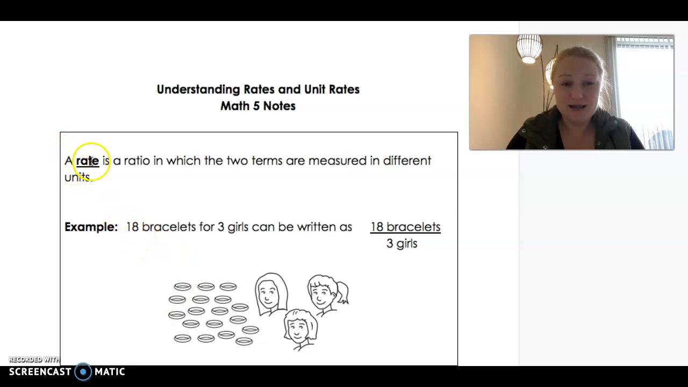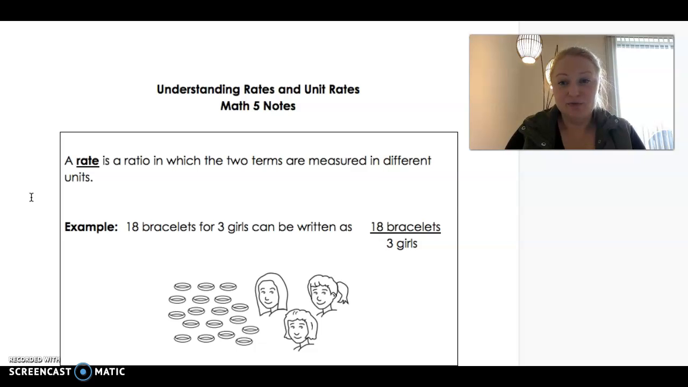So a rate is a ratio in which the two terms are measured in different units. So you've actually been looking at rates already when we've been doing proportions, but now we're just naming what they are. So for example, if there are 18 bracelets for 3 girls, that is a rate. The 18 bracelets has a different unit than obviously the girls. So that's one way that we could write the rate.